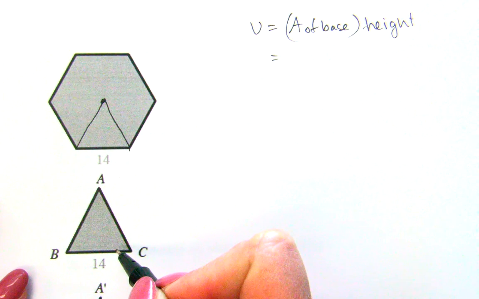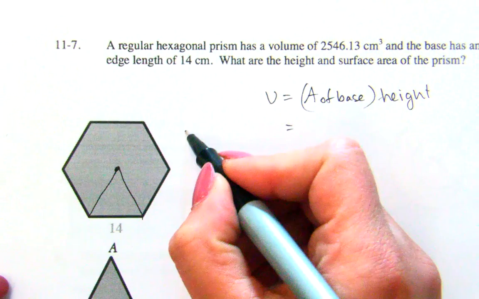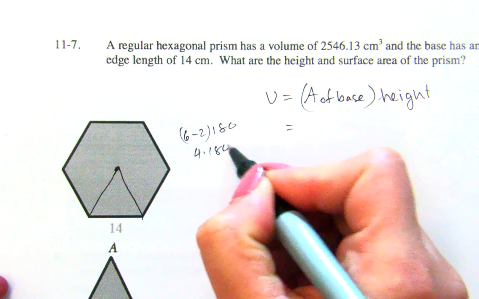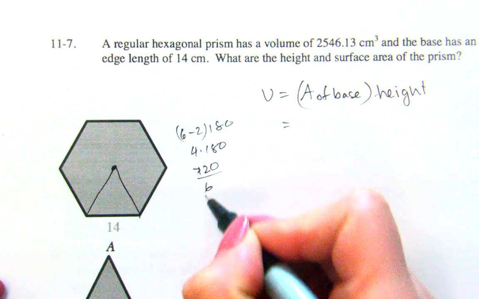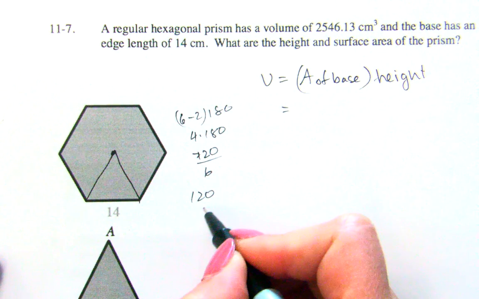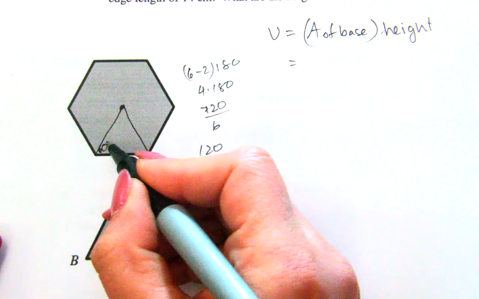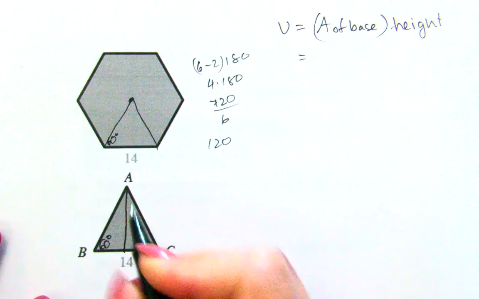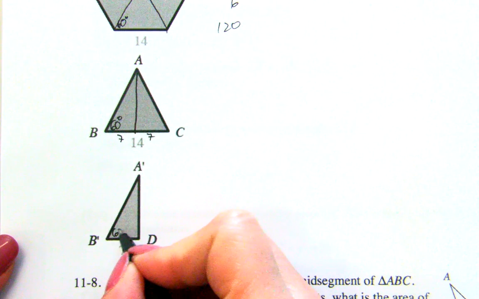Then we know that this is going to be 6 minus 2 times 180, so that's 4 times 180, which gives us 720. Divided by 6, you get 120, and then divide that by 2 is 60, so that means you have 60 degrees in here. Since the base is 14, we can cut this in half, that'll be 7 and 7, which is what they have here. So this is a 60-degree angle.